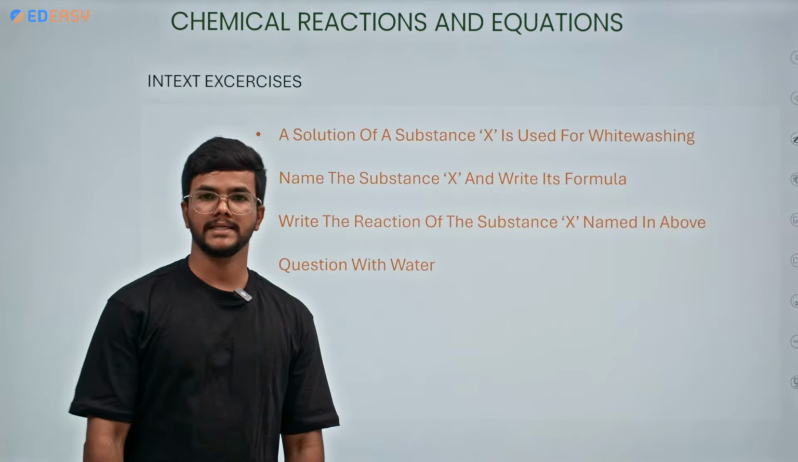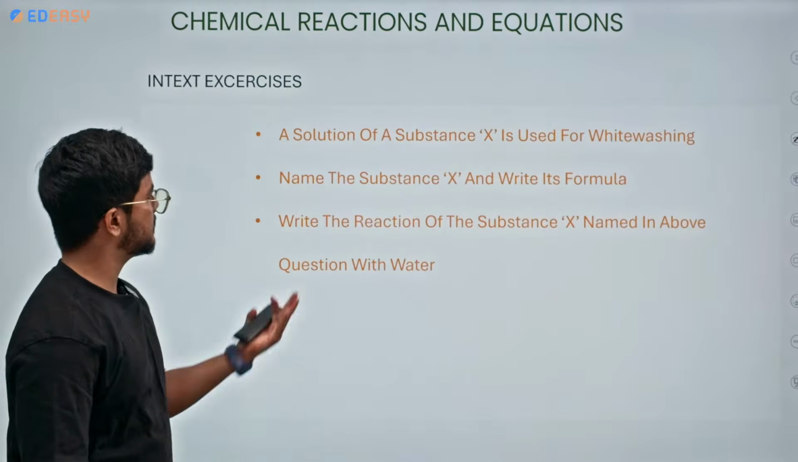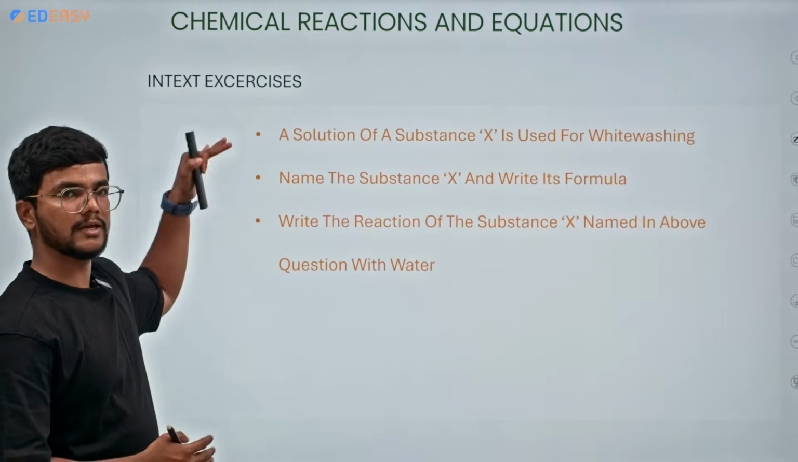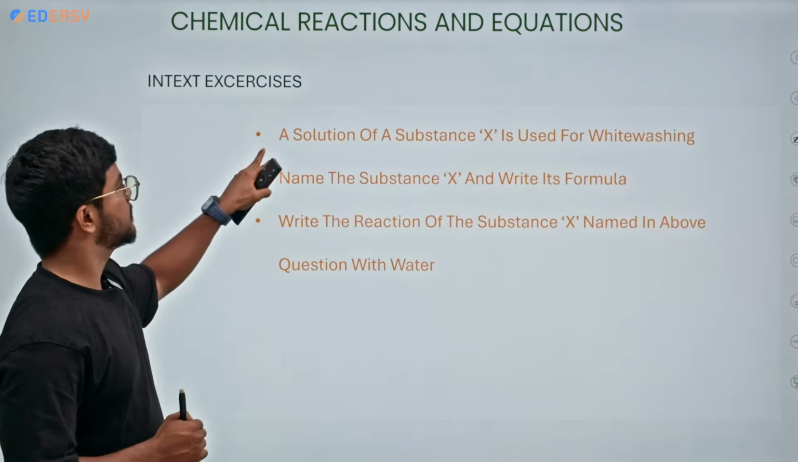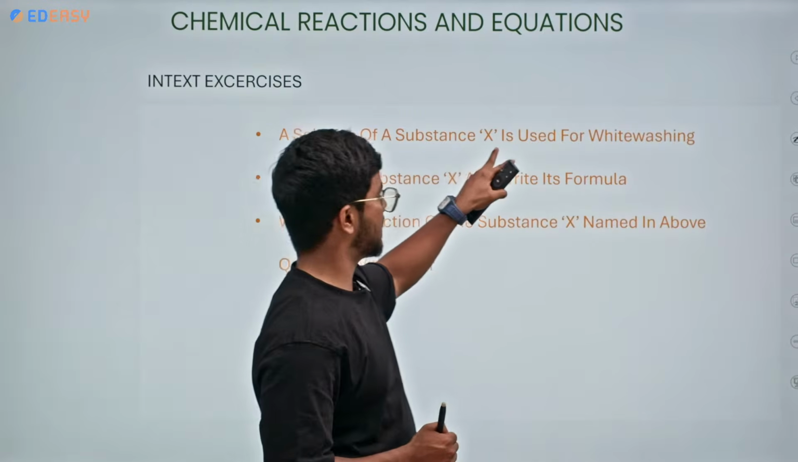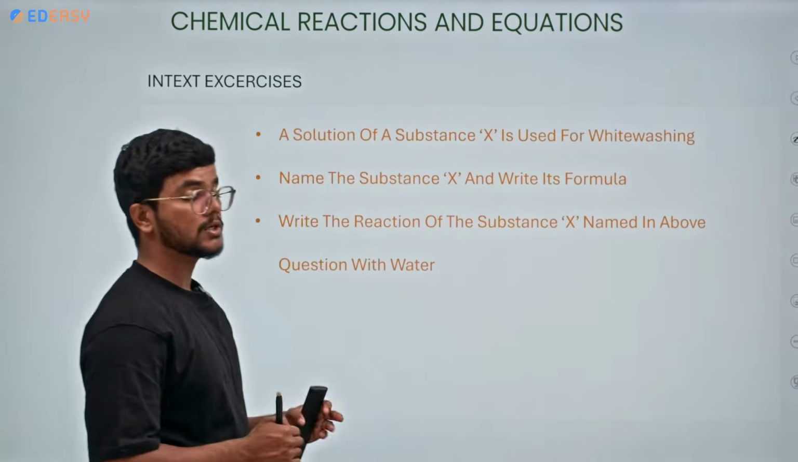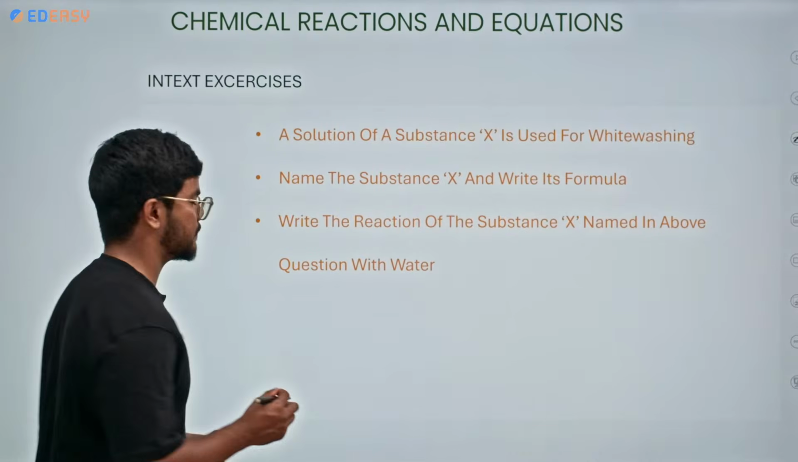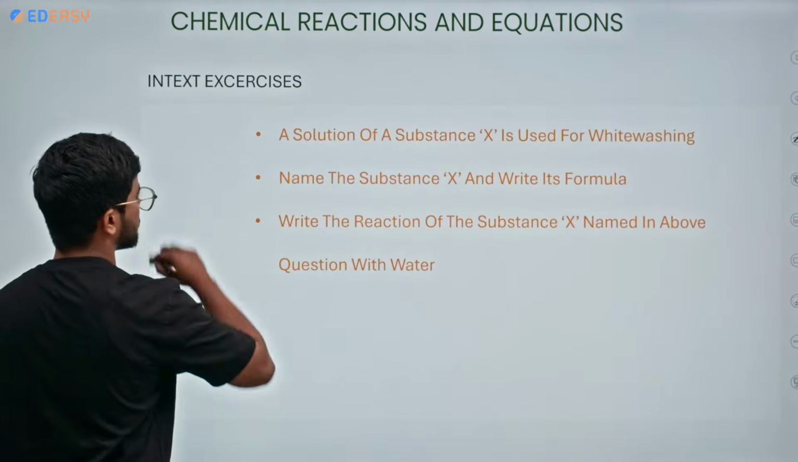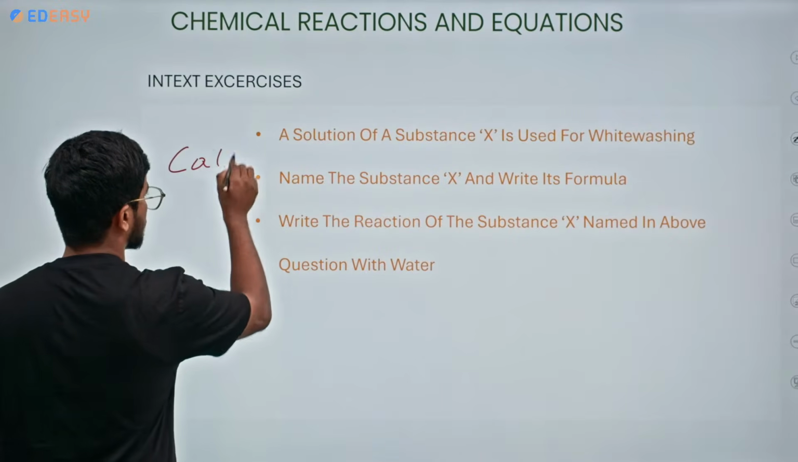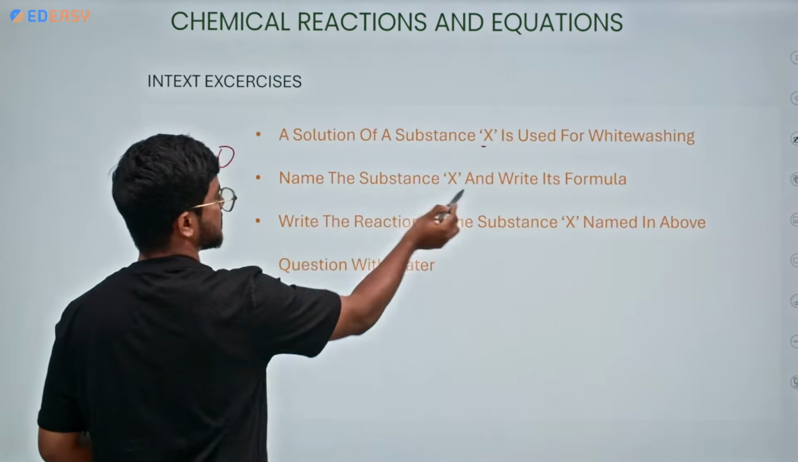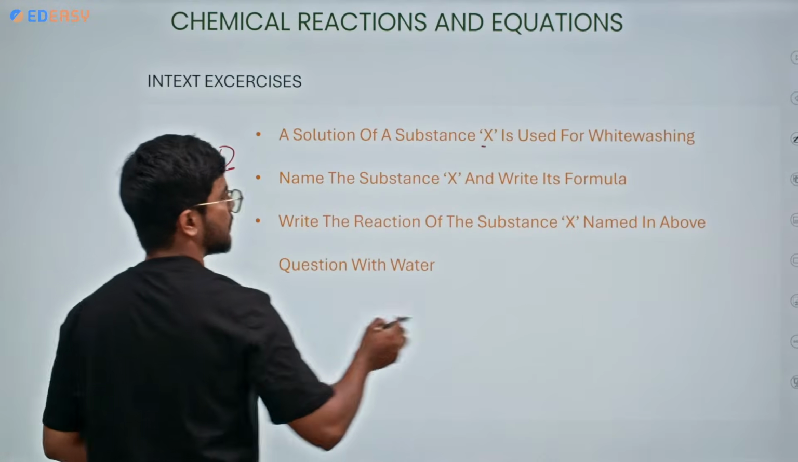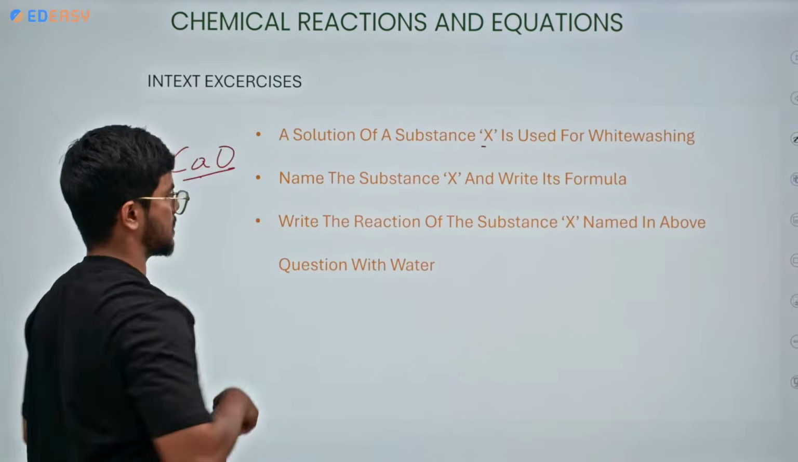Next, in-text exercises. In the middle of the topic, there are some questions in your NCERT textbook. A solution of substance X is used for whitewashing. Whitewashing means calcium oxide. Name the substance X and write its formula: calcium oxide.